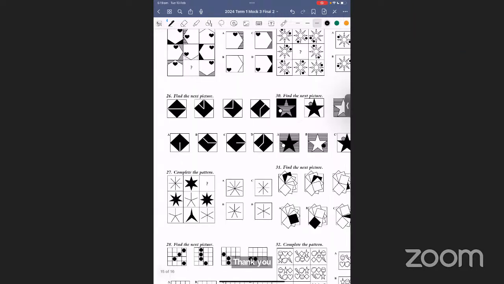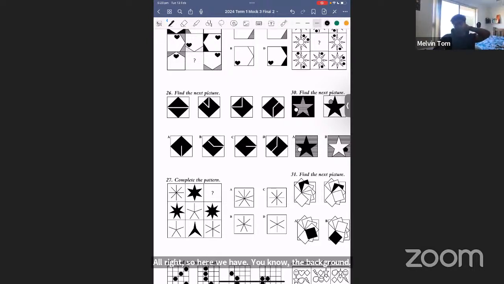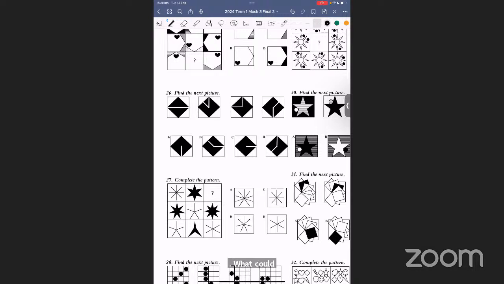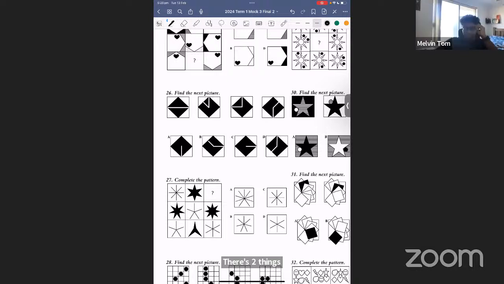All right. So here we have the background diamond shape. The diamond shape's not moving at all. Now, when you see these two lines, based off previous questions we've done before, what could this mean? There are two things it could mean. It could be time. What's the other thing it could mean? Angle. Rotation. Yeah, it could mean angle, but also mostly rotation, in the sense that these lines are moving individually. So for example, this line and this line are moving at different rates.